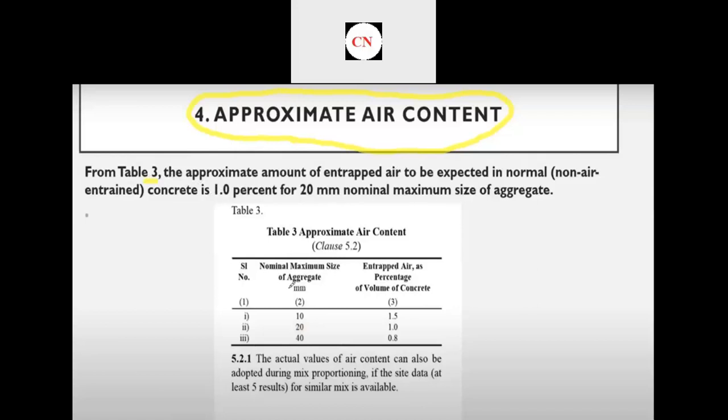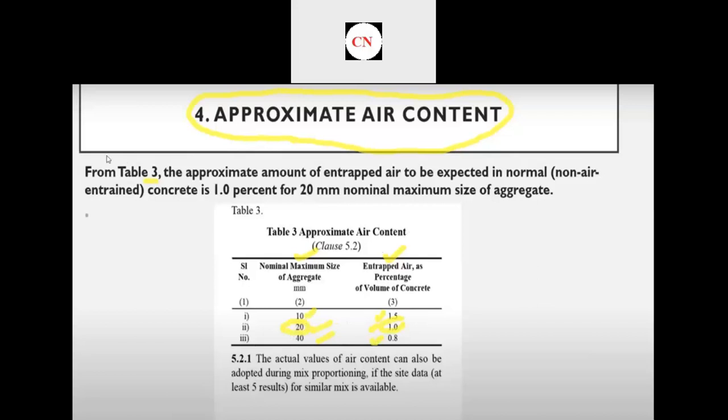From this, we can see a particular value of entrapped air in terms of percentage, which is given for a particular nominal maximum size of aggregate. Here you can see for 10 mm it is 1.5, for 20 mm it is 1, for 40 mm it is 0.8. As we are taking 20 mm nominal maximum size, we can select 1% as the approximate air content in the concrete.